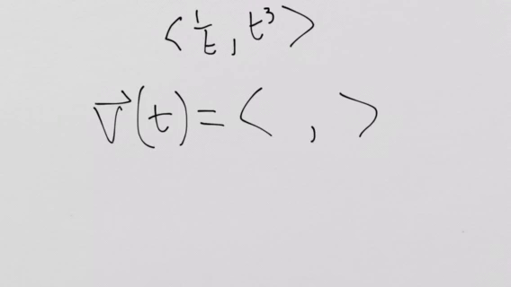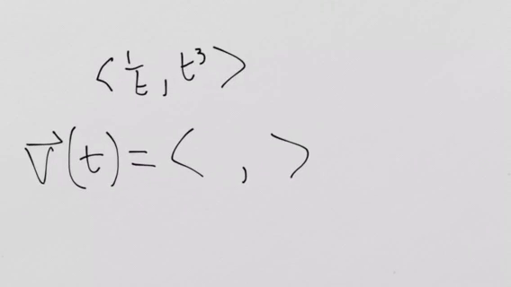So we have an object following the path 1 over t, comma t cubed. And we want to figure out the velocity of the object at t equals 4, the horizontal and vertical velocity. So the vector v of t is going to have horizontal velocity here, vertical velocity here. And it's going to be as simple as just taking these derivatives, the derivative of 1 over t and t cubed.